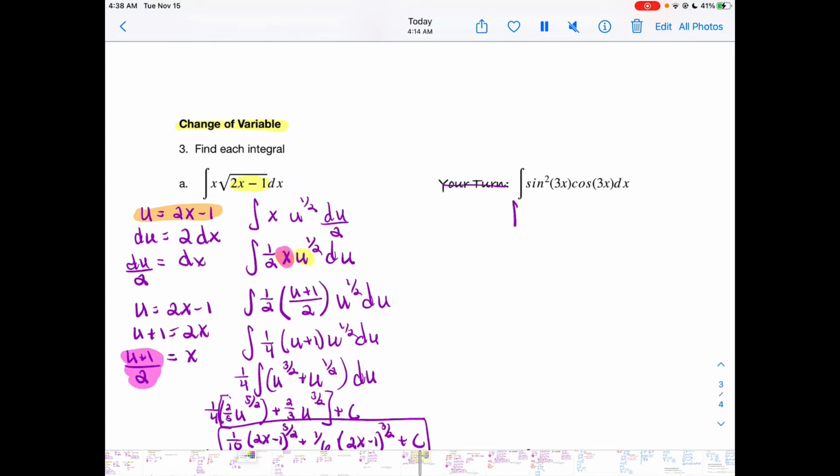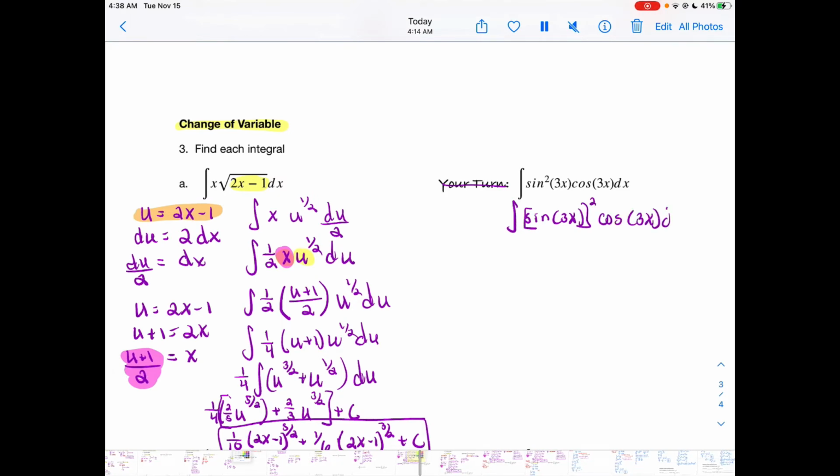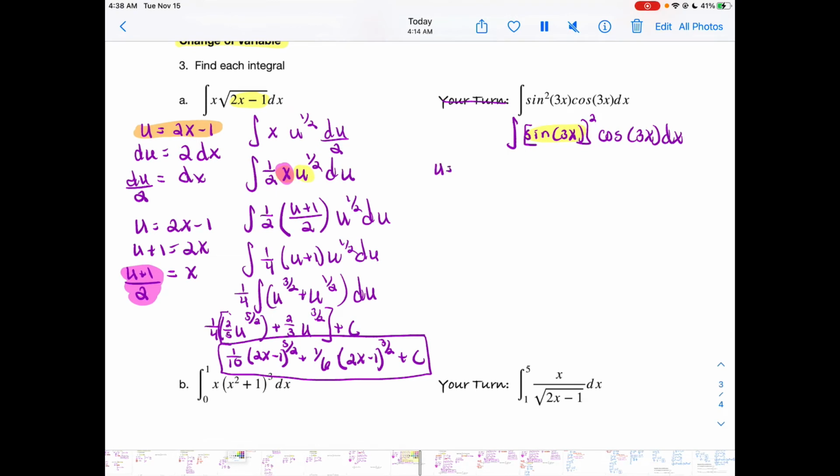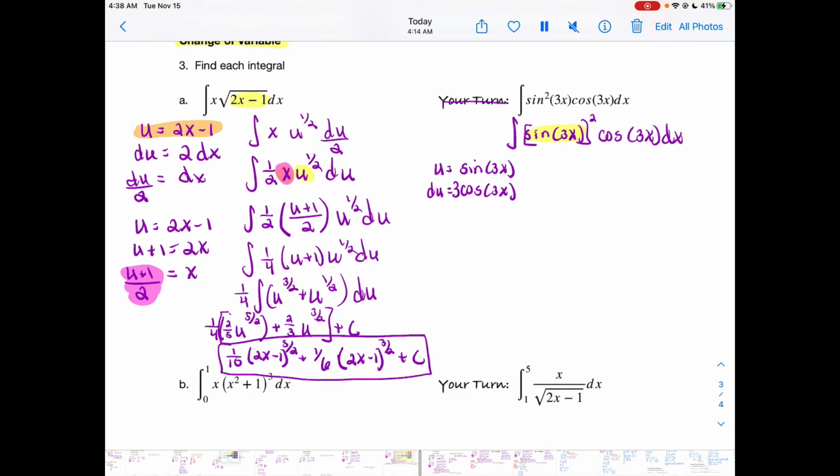Okay, so the first thing you want to do is rewrite this integral of sine to the 3x, quantity squared, times cosine of 3x dx, so that you see that you have two inside functions. 3x is inside the sine function, but sine of 3x is inside of the square function. So I'm going to let u equal my outermost inside function. So u is equal to sine of 3x. So the derivative of u with respect to x is going to be cosine of 3x, but use the chain rule, times the derivative of the inside, which is 3, then our dx.